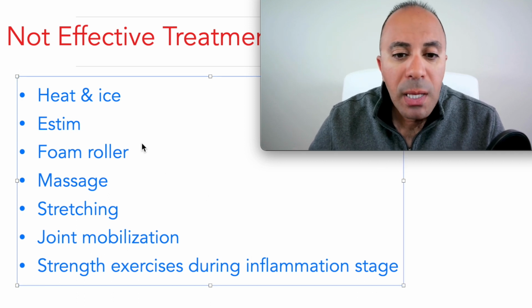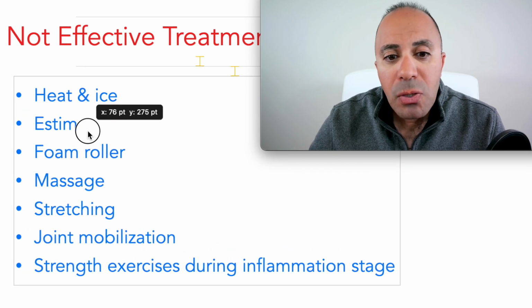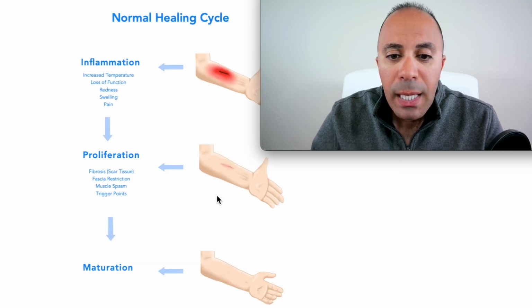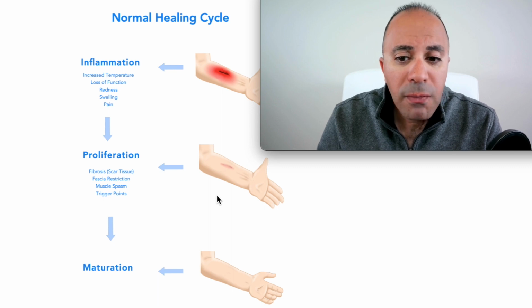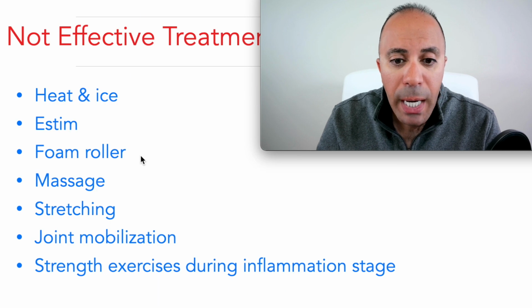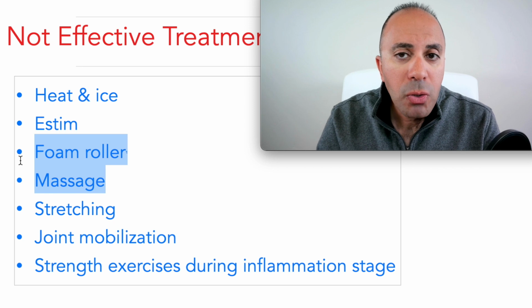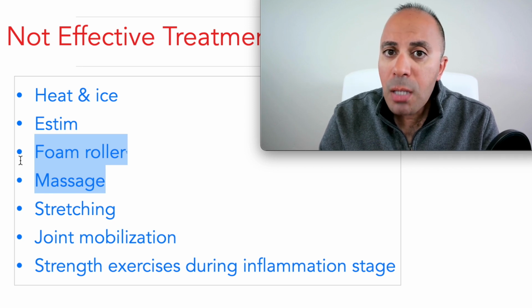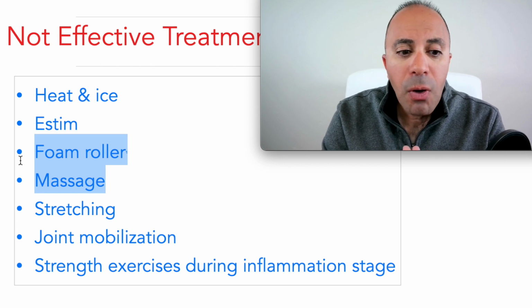One of the common things used is stim, ice, and heat. Based on the studies, it provides temporary pain relief. But when you look at the healing cycle, that's not going to do much to break the scar tissue, release fascia restrictions, or decrease inflammation. So it's just temporary. Other things commonly used are massage and foam roller, and when I go over the fascia system, you will realize how impossible it is for massage and foam rolling to have an effect on the healing cycle.